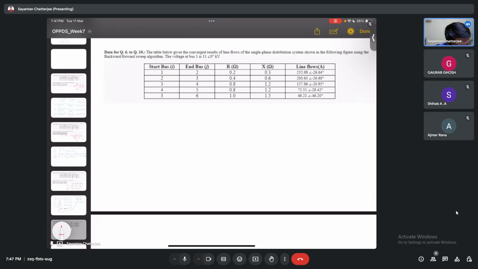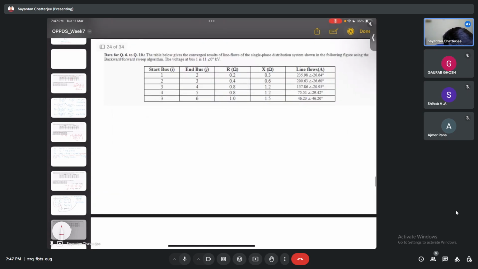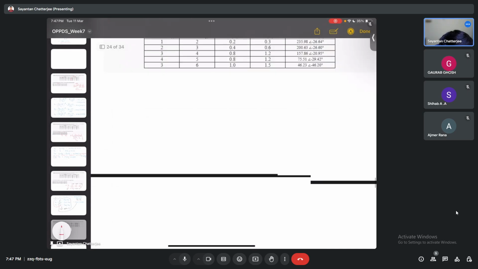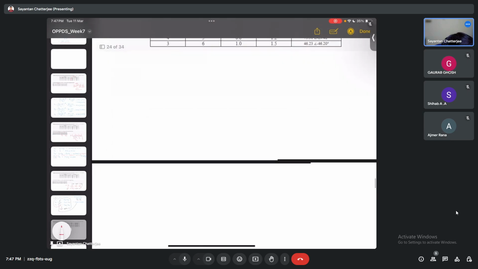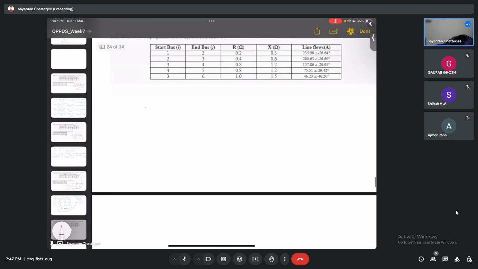So this is the question. The connection diagram is nearly similar, but let me draw it once. So one node gets added. Substation node.